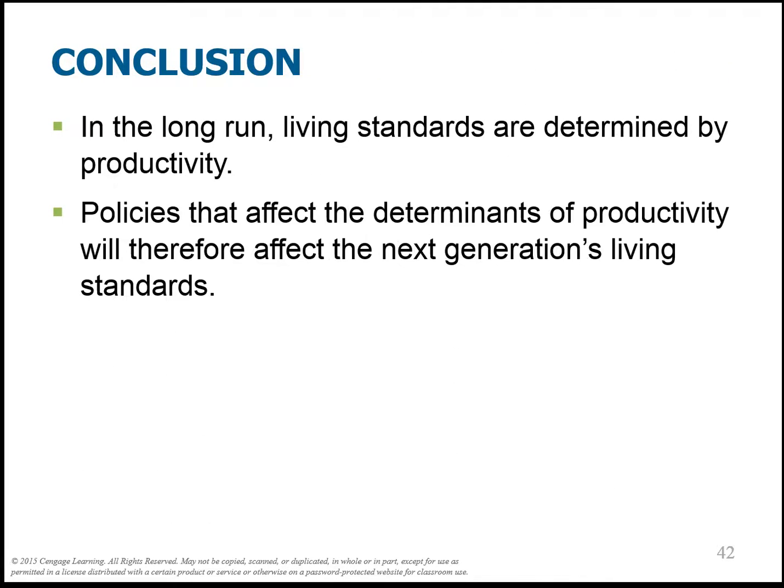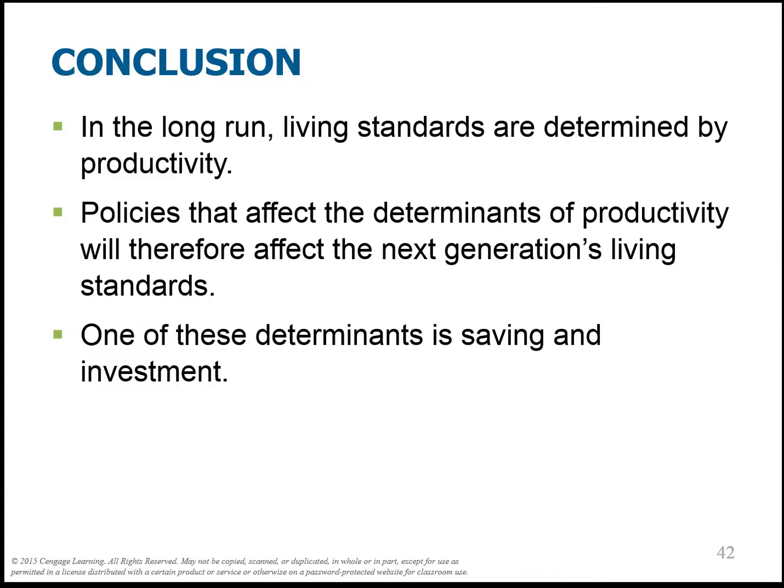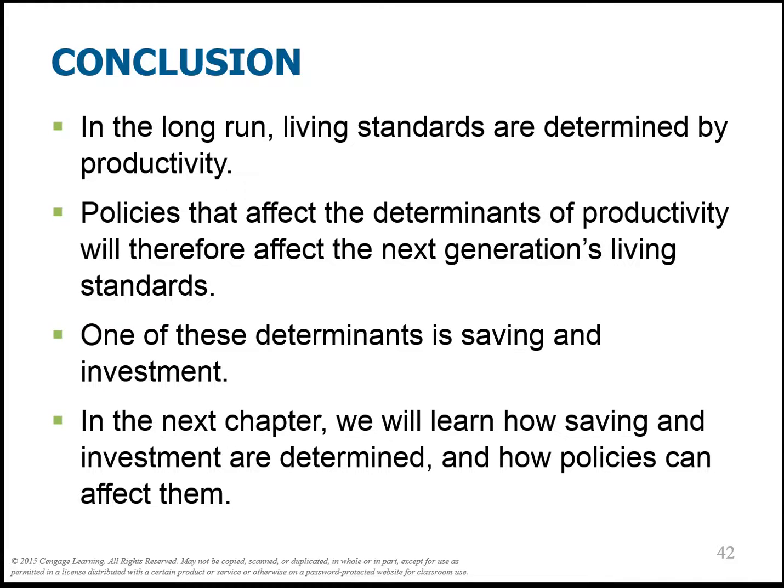So the idea here in conclusion is that in the long run, living standards are determined by productivity. Policies that affect the determinants of productivity, right? The determinants are A, H over L, K over L, and N over L, and they will affect the next generation's living standards. It's really important. And finally, one of the important ways to increase Y over L is to increase K over L through savings and investment, and we'll talk about that next chapter.